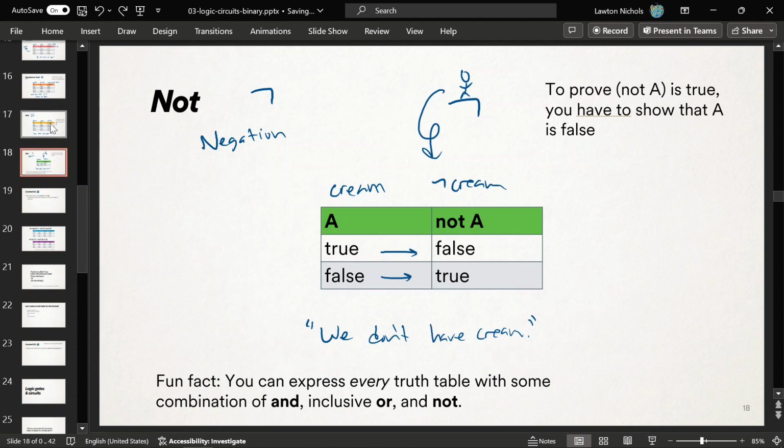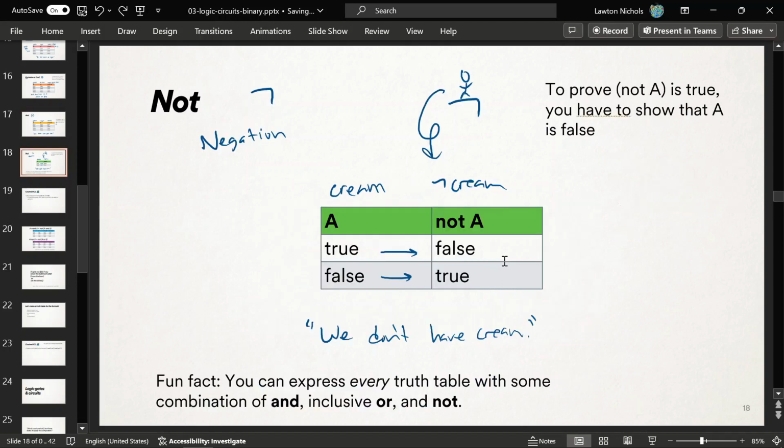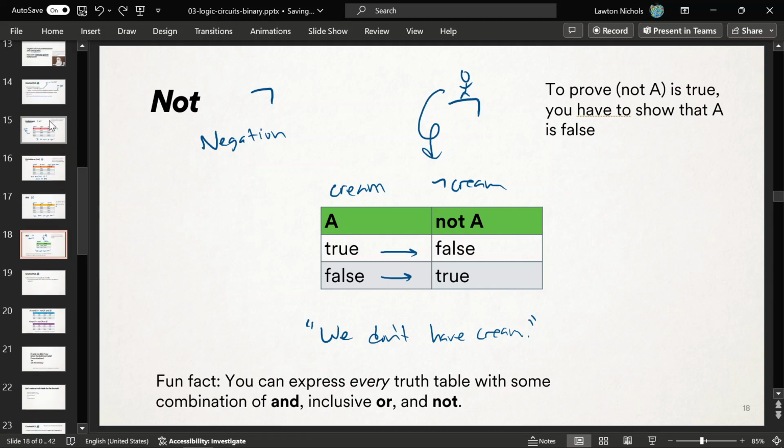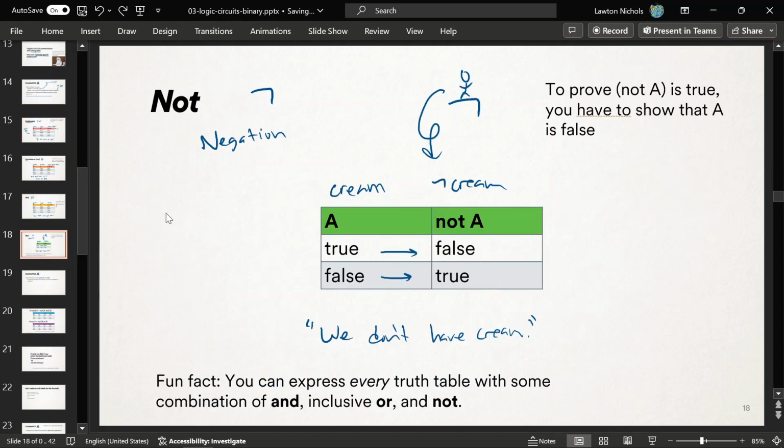Okay. So yeah, it just works on one thing, whereas these ones combine two things into a bigger thing. The not just takes one thing, negates it. Alright. So one cool thing I can tell you right now is a combination of inclusive or, and not will build you any truth table you want.